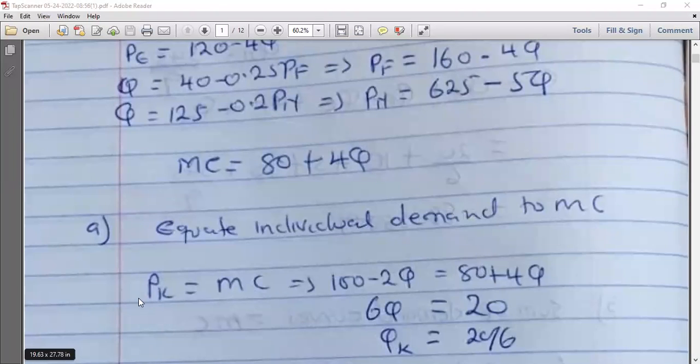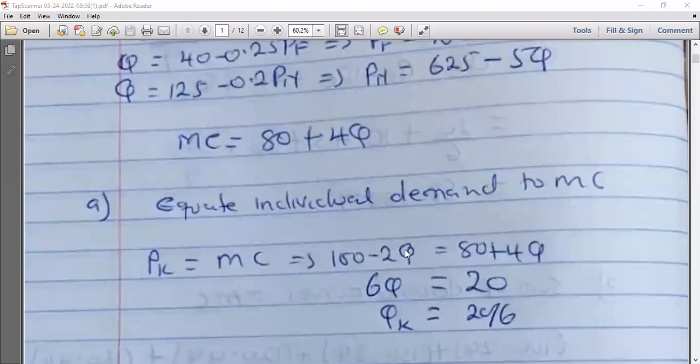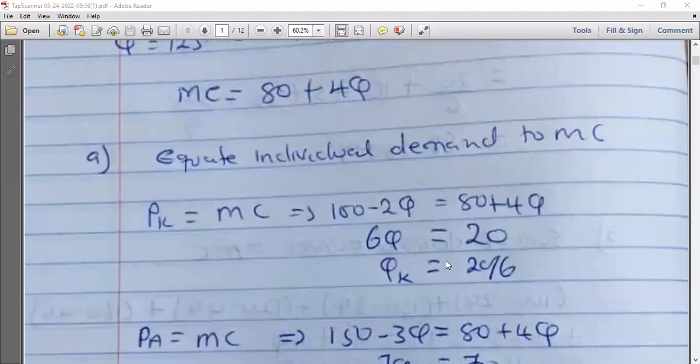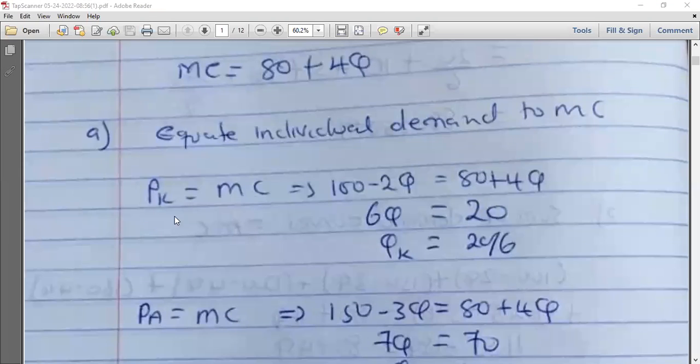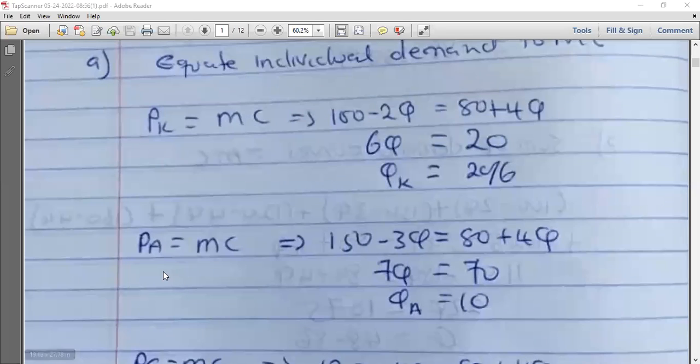cost. So for Kwame, we equate Kwame's demand function to the marginal cost. So that will be 100 minus 2Q equals 80 plus 4Q. Then we solve for Q. Okay, so we'll get Q to be 20 over 6. So the quantity that Kwame will buy will be 20 divided by 6. Then we go to A, Amina. For the quantity that she will buy, we equate PA to the marginal cost. So we have 130 minus 3Q equals 80 plus 4Q. You solve for QA, we are getting 10, okay?